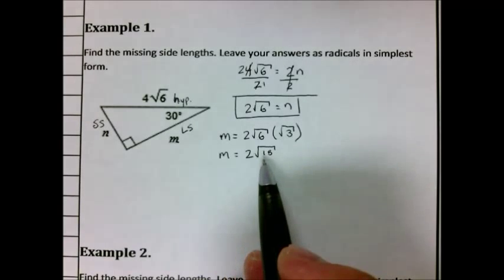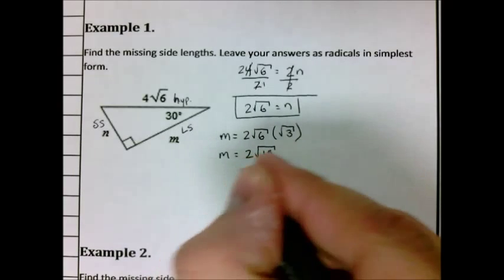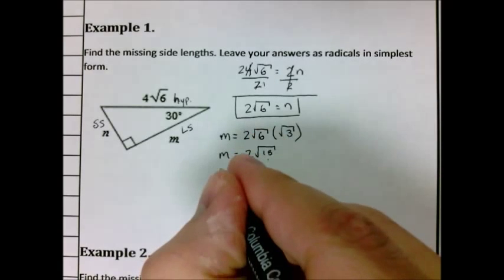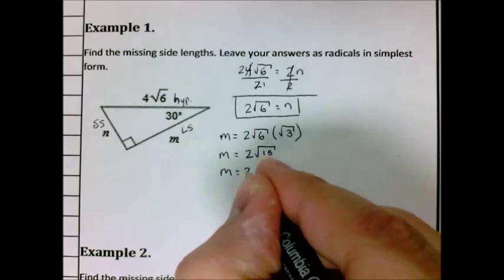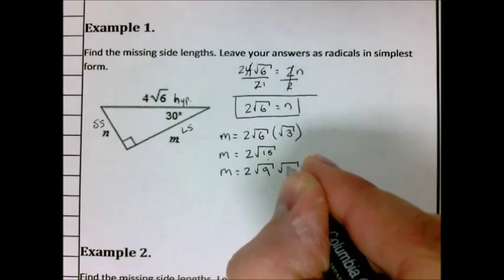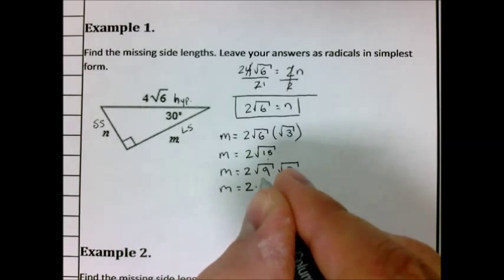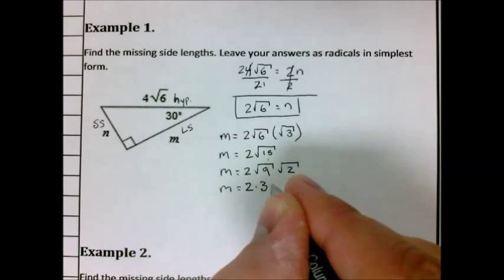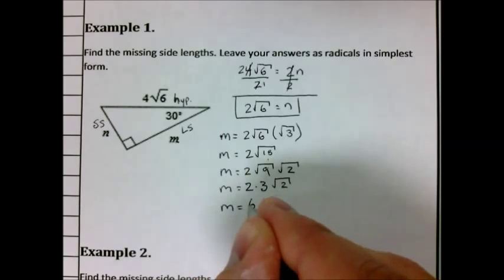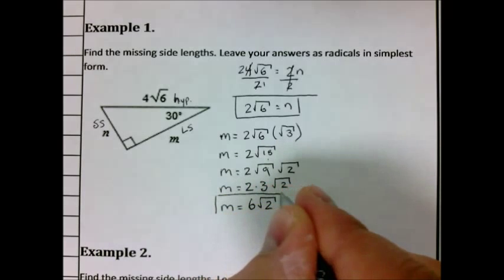There's a perfect square we can take out of here, and so we know that 18 has 9 and 2 that go into it, 9 being our perfect square. m equals 2 times the square root of 9 times the square root of 2, which means m equals 2 times 3 times the square root of 2, and finally that leaves us with 6 times the square root of 2 for our longer side.